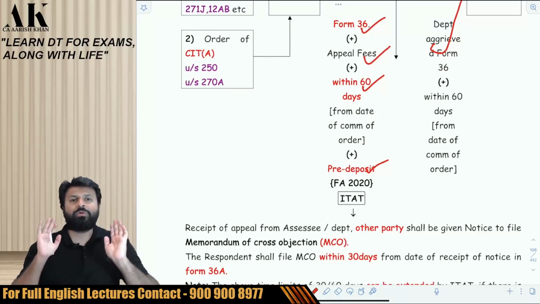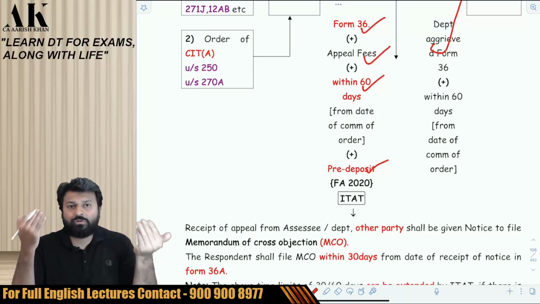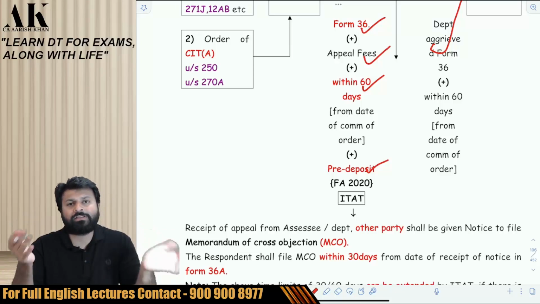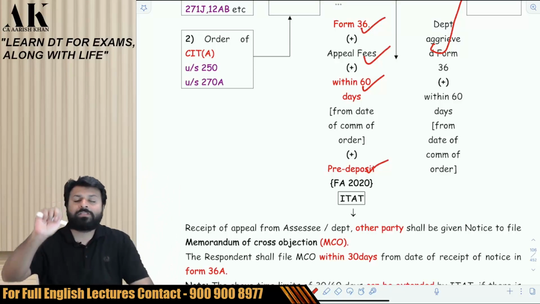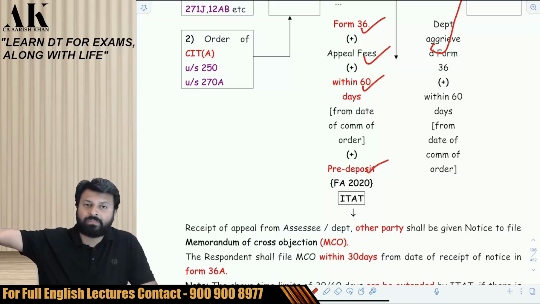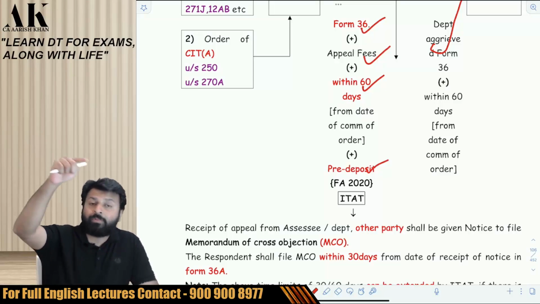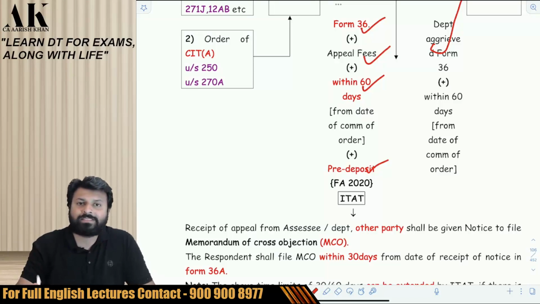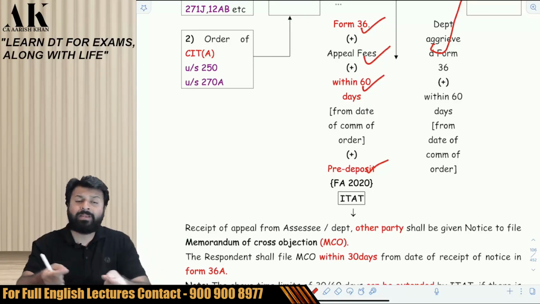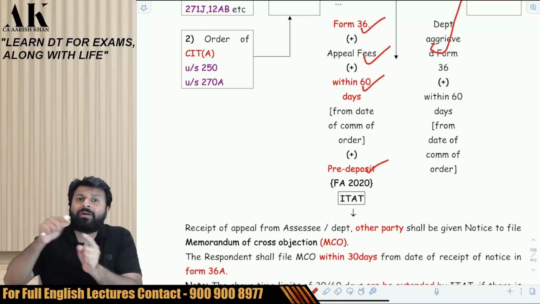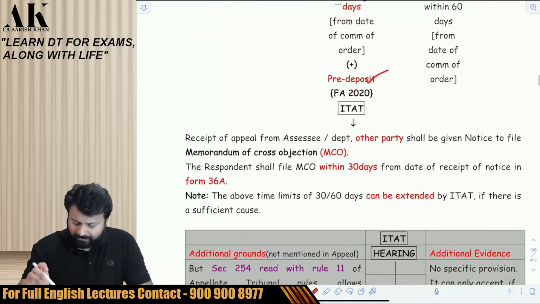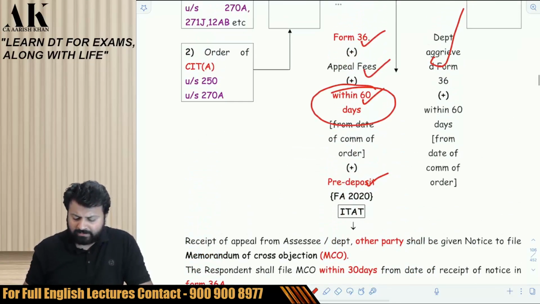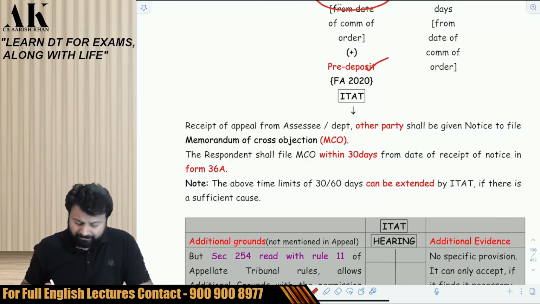Okay. Now the person who has filed an appeal will be called the appellant, and the person on the other side will be called the respondent. So the appellant will file an appeal to tribunal. Then what will tribunal do? Listen carefully. Tribunal will send a notice to the respondent and will tell the respondent to file a memorandum of cross objection within 30 days in form number 36A. So the appellant will file an appeal in form 36, and the respondent will file, after the notice from tribunal, a memorandum of cross objection under form number 36A. Both the time limits, that is the appeal filing time limit as well as the time limit to file memorandum of cross objection, can be extended by tribunal.